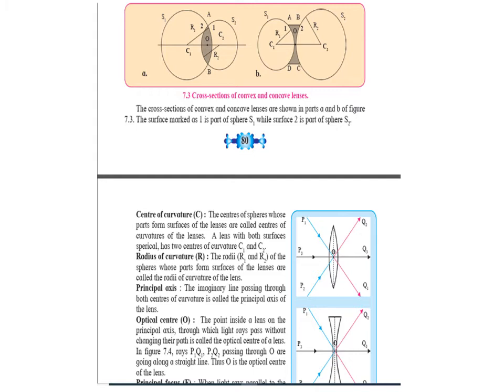But what you have to remember over here is that O, or optical center, is the center of the lens, not on the surface, because if it is on the surface there will be two optical centers, but here we are talking about only one optical center. If you look at the diagram over here, you can see that O is the optical center that is shown over here.